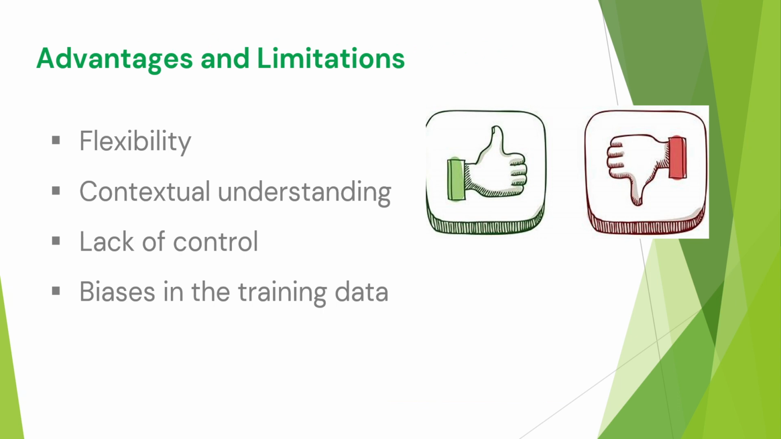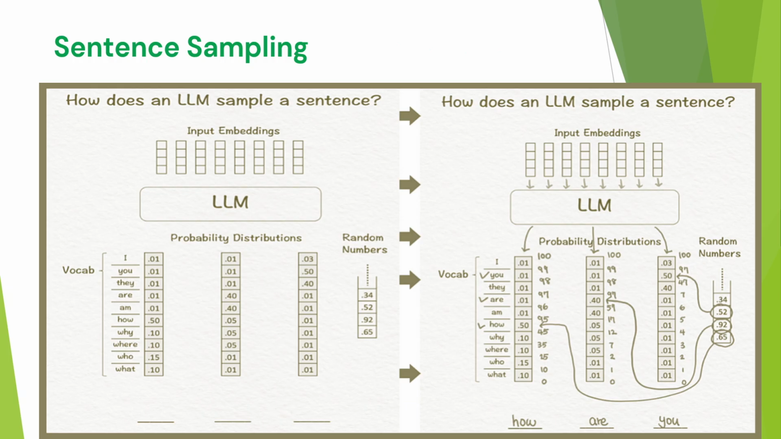So this LLM's ability to sample a sentence using a probability distribution has several advantages. LLMs can generate a wide range of possible sentences, allowing for creative and diverse output. Also, LLMs can take into account the context of the input sentence and generate output that is relevant and coherent. But there are certain limitations. The random number generator introduces an element of randomness into the output, which can make it difficult to control the exact output of large language models. Also, large language models may reflect bias present in the training data, which can result in output that is not representative of the desired distribution.